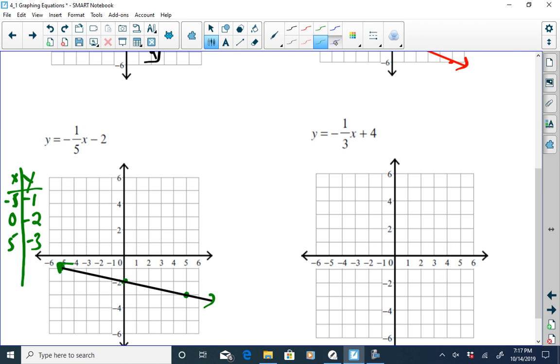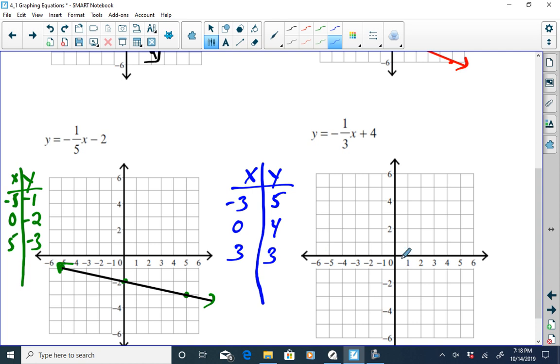All right, and this last one here, we have a denominator of 3, so I want to use input values that are going to be divisible by 3, and I do that to get integer values for my outputs. So I'm going to try -3, 0, and +3. -1/3 times -3, that's going to be +1, plus 4 is 5. -1/3 times 0 is 0, 0 plus 4 is 4. -1/3 times 3 is -1, -1 plus 4 is 3.